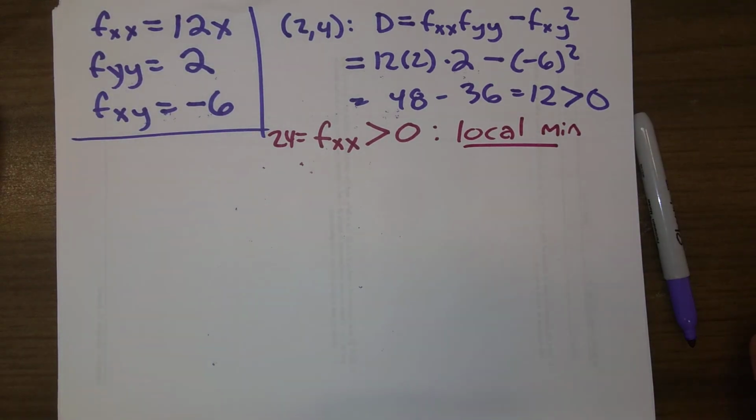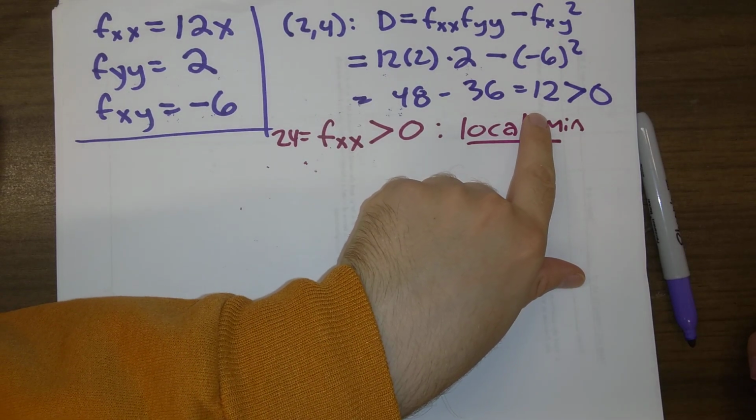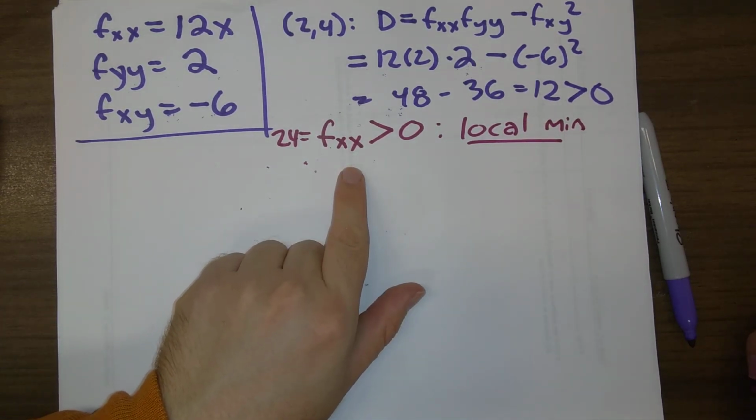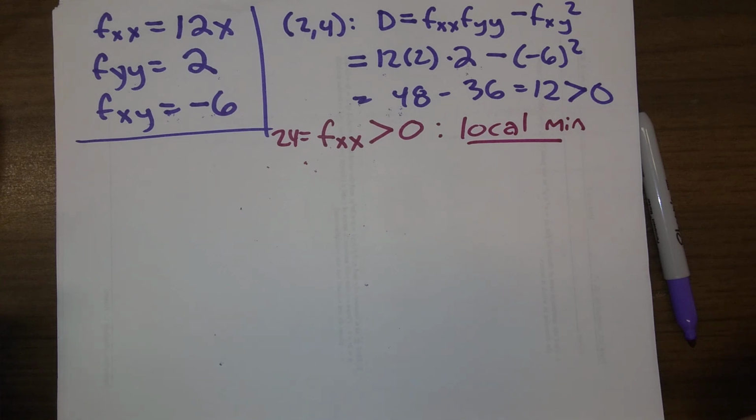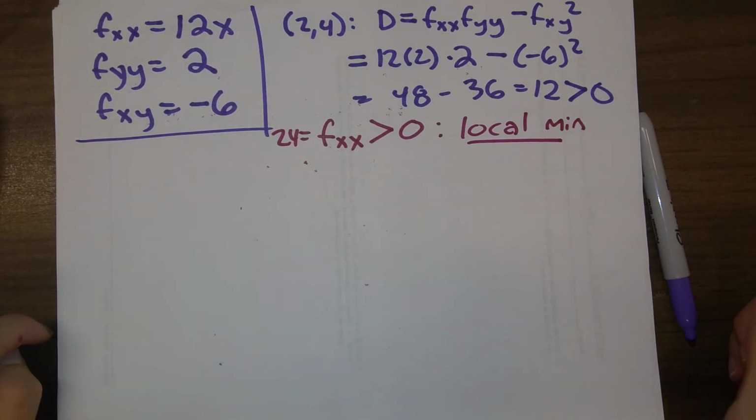How do we tell it's a local min? The discriminant is positive, and then we have to check the second order fxx, which is positive here. If this were negative, we'd come up with a local max.